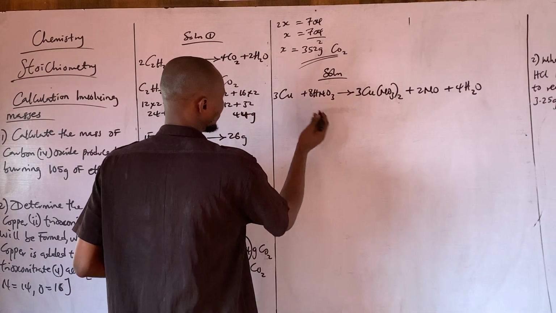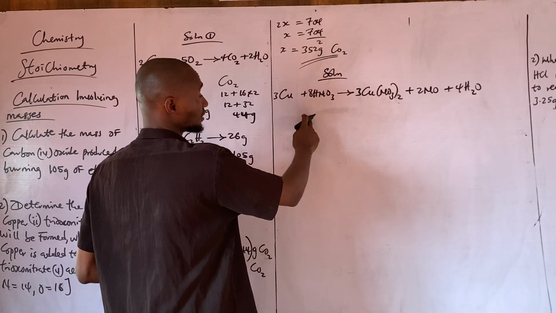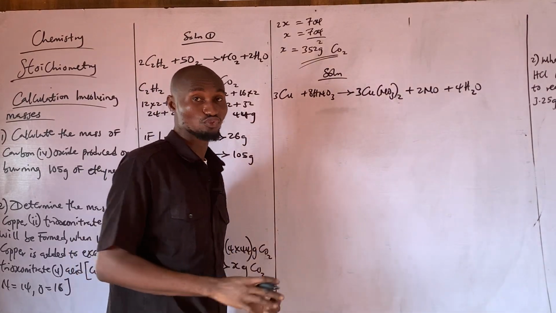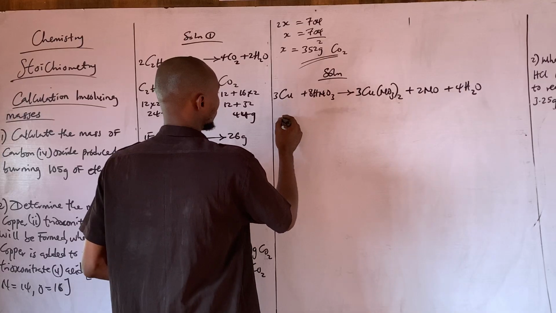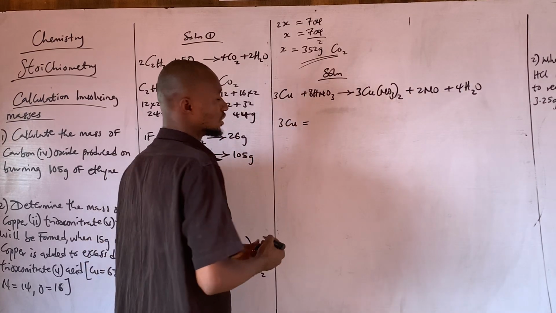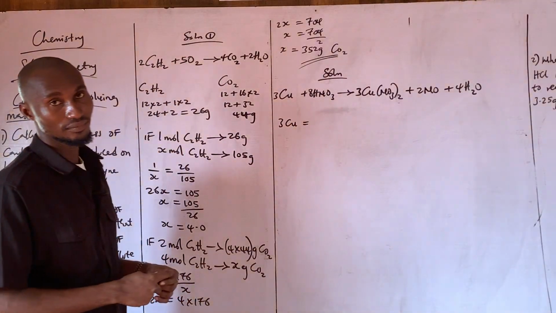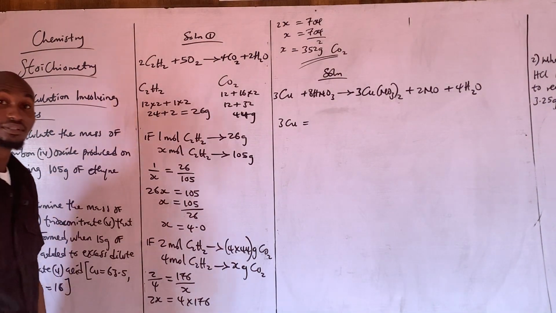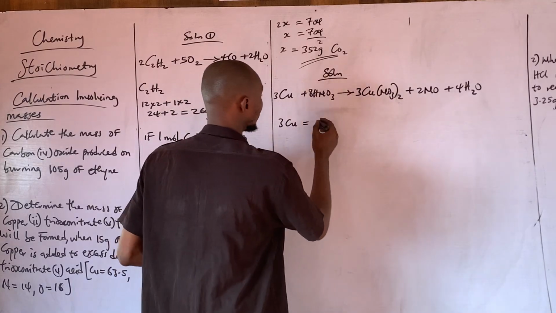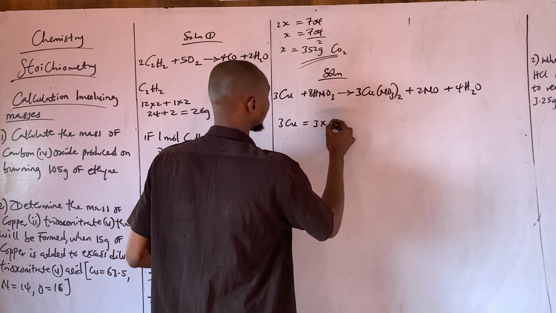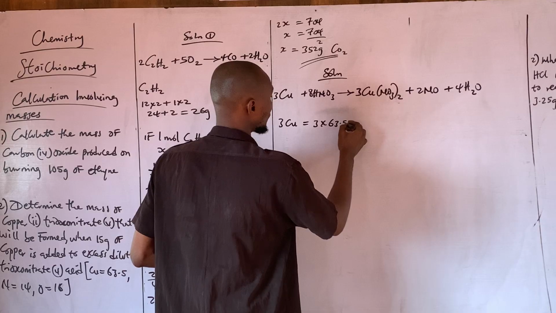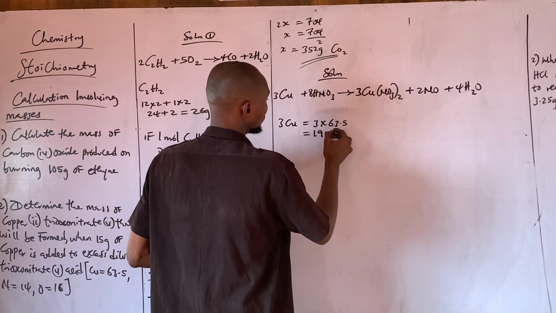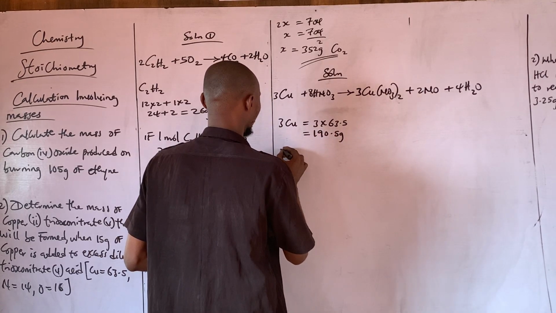We'll find the mass number, we'll find the relative molecular mass of copper. Yes. 3 copper is equal to, what is the mass of copper? 63.5. Then times 3. This is 3 times 63.5. So what do you have? 190.5 gram.